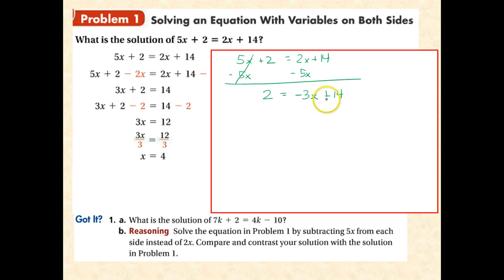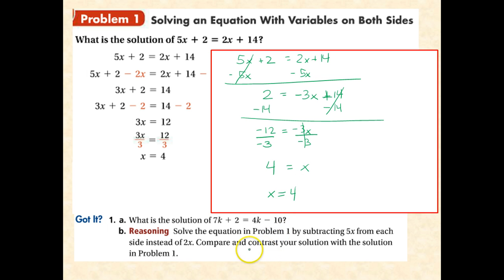Okay, but we got our x right here. We need to undo the operations around it. We got a plus 14, so I'm going to subtract 14. 2 minus 14 is negative 12. And then I got a negative 3x left over here. And then I would divide both sides by negative 3. Negative divided by negative is positive 1, so this is 1x. Negative divided by negative is positive 4. And then by the symmetric property of equality, I can say that x equals 4.